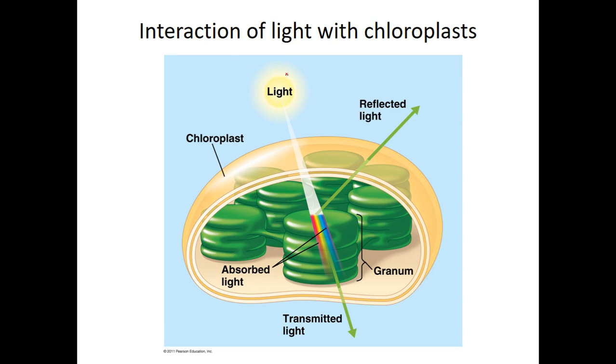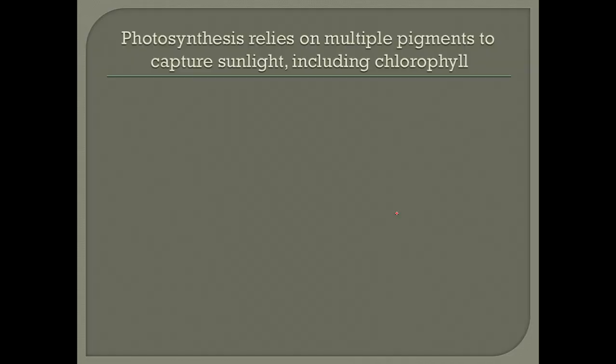Interaction of light with chloroplasts. So here comes the light, and if we take a look at this, white light, or light coming from the sun, has all the different visible colors in it. So these colors are getting absorbed and green is being reflected. That's why we see these as green. You can also see some of that green light's getting transmitted. That's why you can stand under a leaf, look up, and it's still green. So plants aren't going to use that.